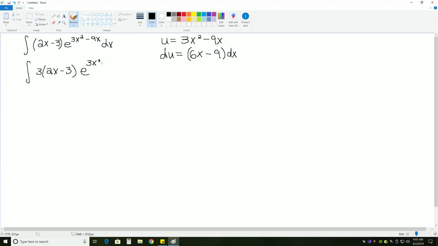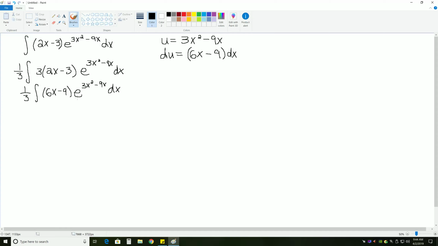Remember, we can only do this with constants, so we can't multiply the inside of it by an x, for instance. And when we do that, we have to then multiply the reciprocal of that number to the outside, so it's as if we multiplied by 1. So 1/3 times 3 is just 1, so we haven't changed the problem. So this gives us 1/3 times the integral of 6x minus 9 times e to the 3x squared minus 9x dx.